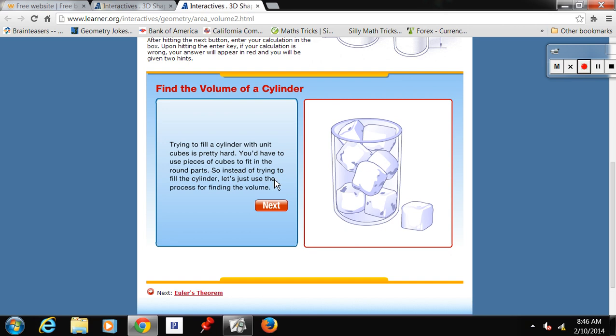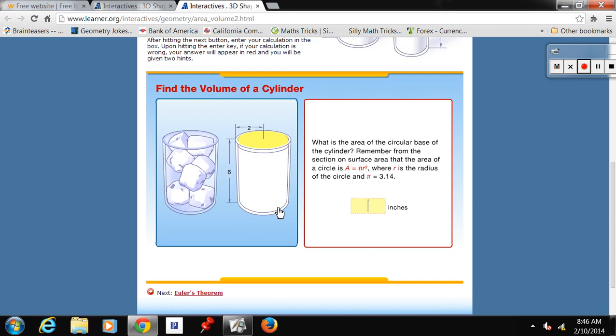So instead of trying to fill the cylinder, let's just use the process for finding the volume. So when we find the volume, we wanted to find the area of our base, right? Just like we did before. And then we would multiply by the height. So what is the area of the circular base of the cylinder? How do you find the area of that circle? Pi r squared. It's right here, pi r squared.